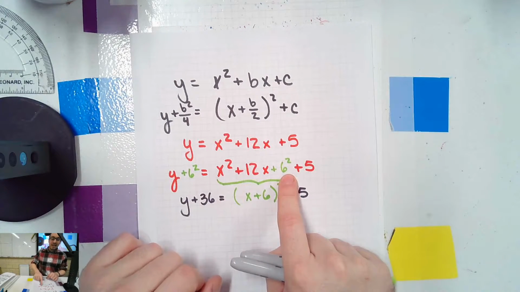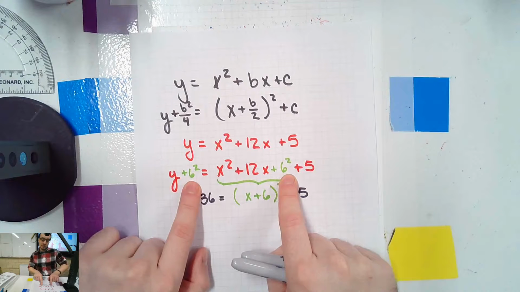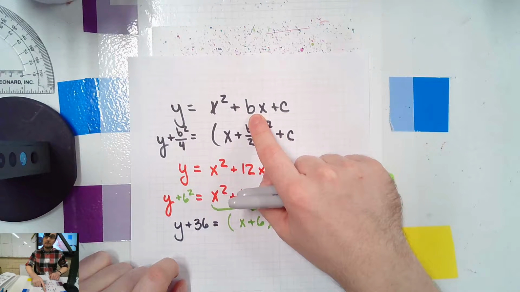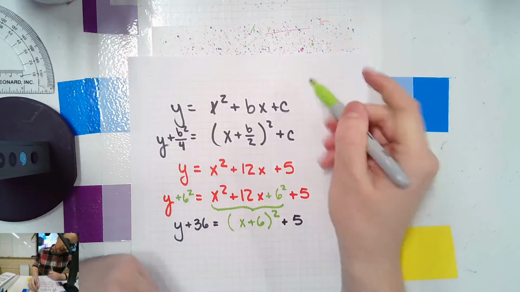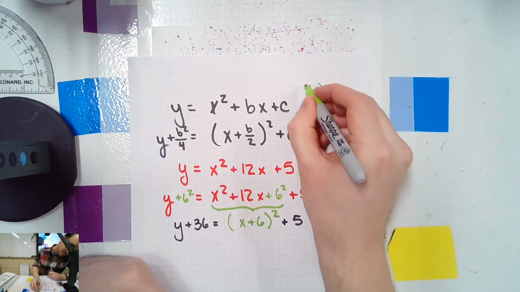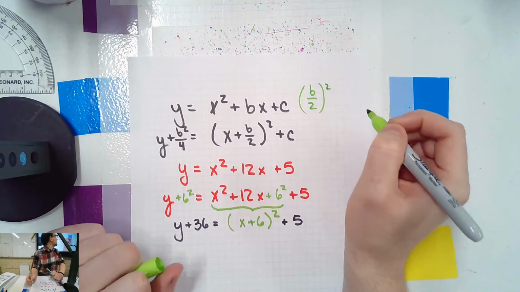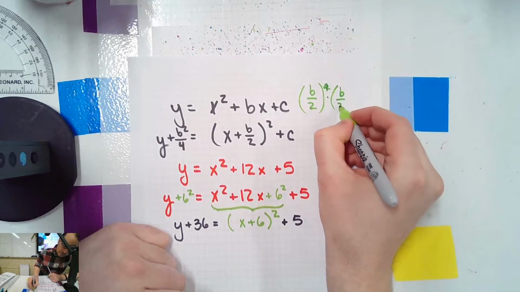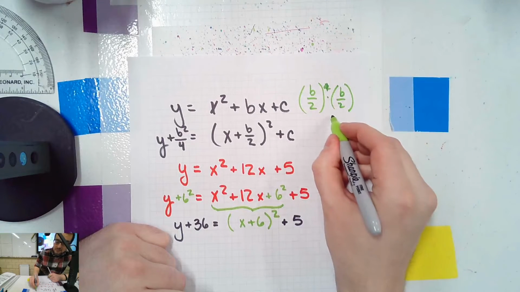So if we cut it in half and squared it to this side, we have to cut it in half and square it to this side. So cutting it in half is b over 2, yeah? What's b over 2 squared? B over 2 squared. To square it means times it by itself, right? So in other words, this. What's that going to be?